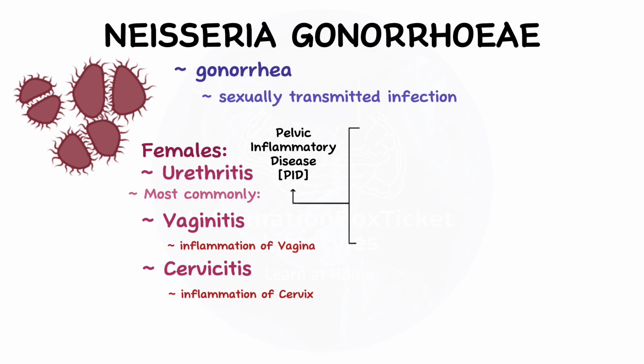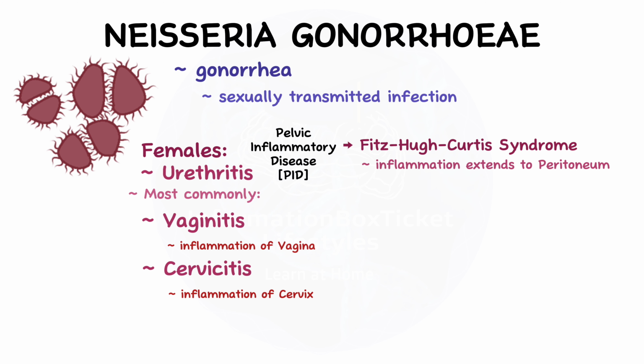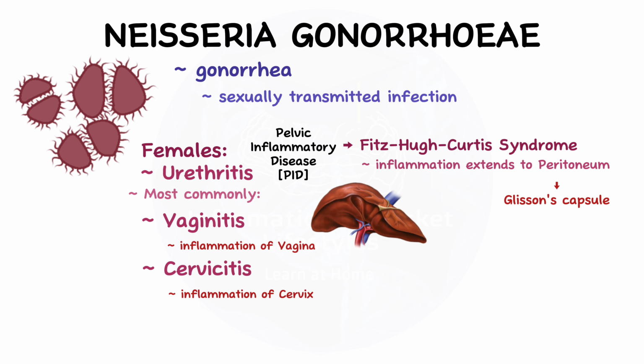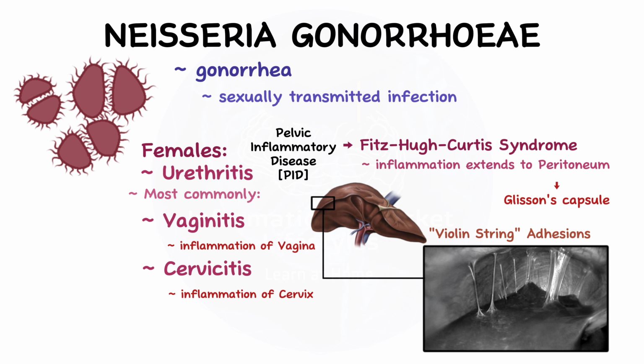Finally, PID can lead to a complication known as Fitz-Hugh-Curtis syndrome, which occurs when the inflammation extends to the peritoneum and then reaches Glisson's capsule, the outer covering of the liver. This results in the formation of violin string adhesions, thin strands of scar tissue that connect the liver to the peritoneum.